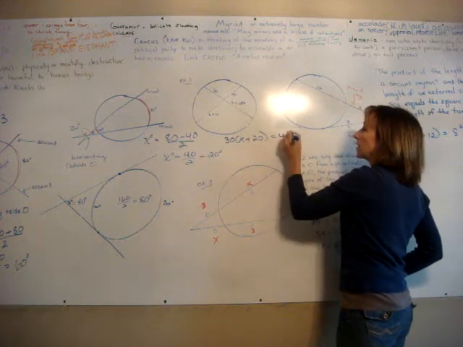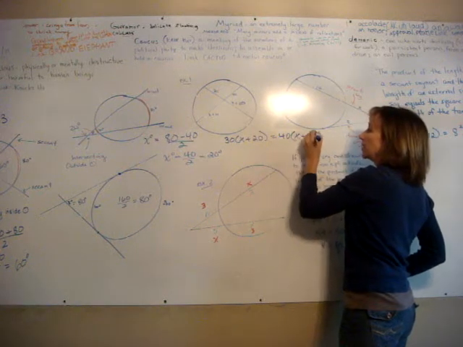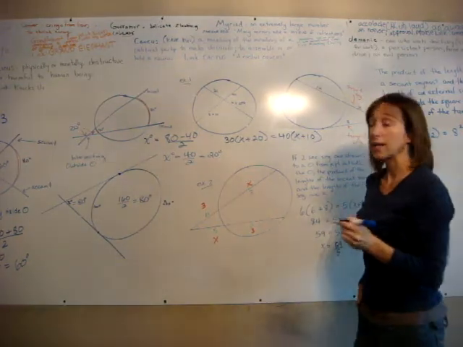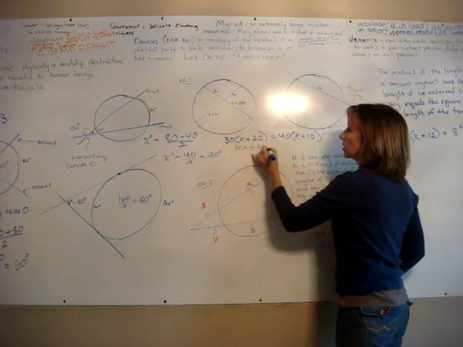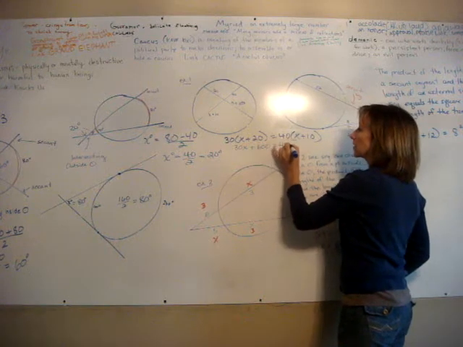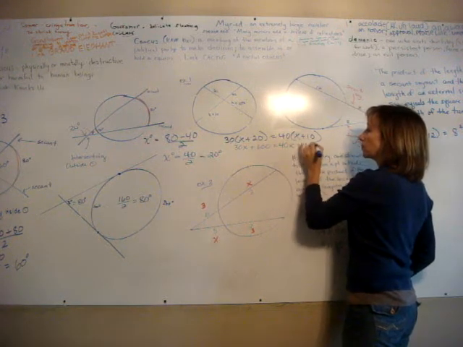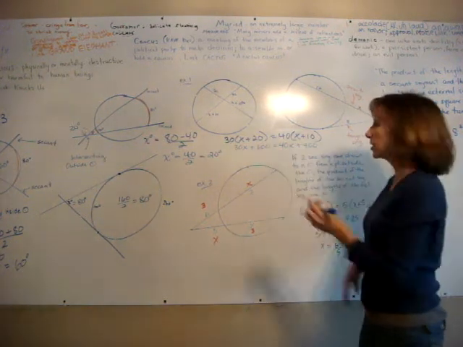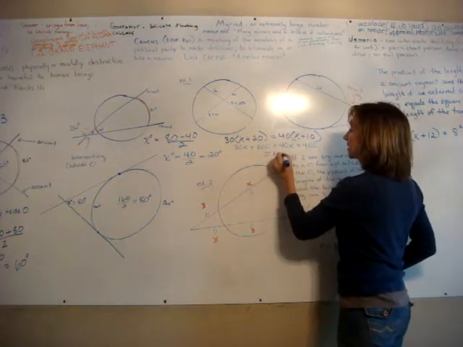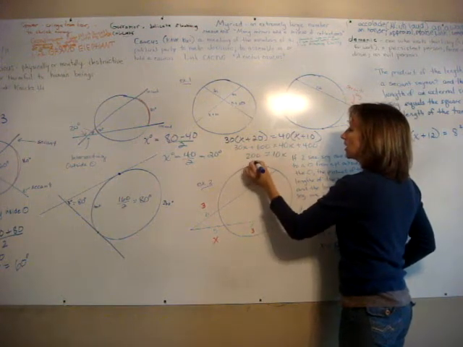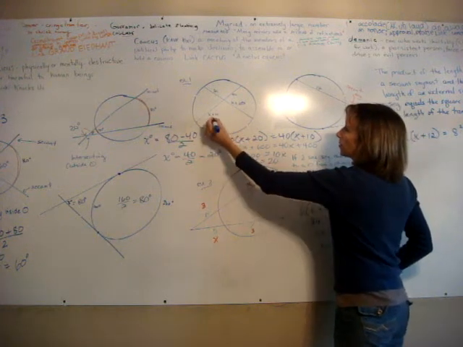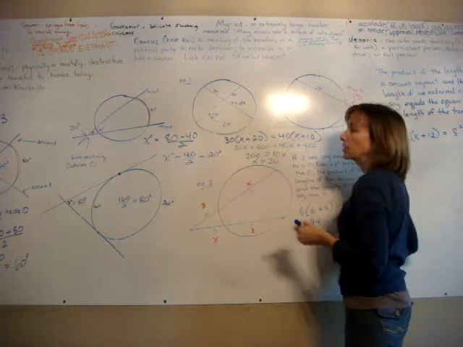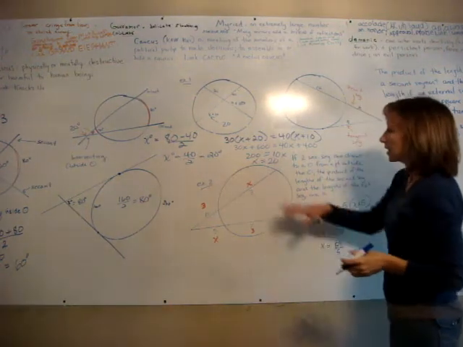So it would be 40 times x plus 10. So we just solve it for x. We get 30x plus 600 equals 40x plus 400. We take our x's on one side, so we get 10x equals 200, and x equals 20. So that would be what x is equal to. Not degrees, just 20.